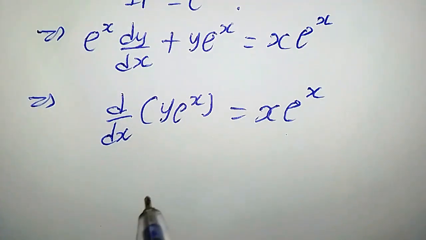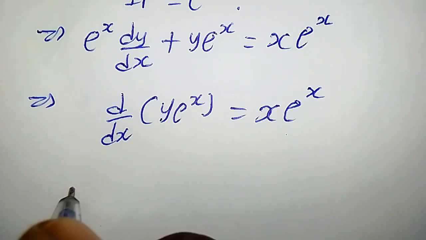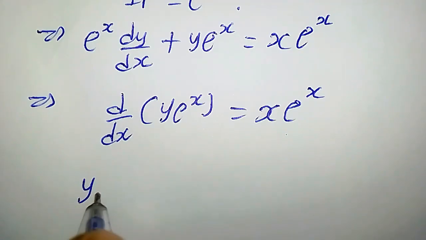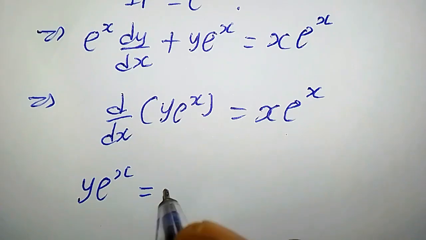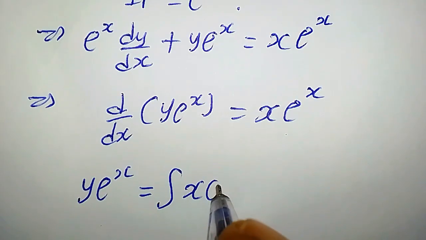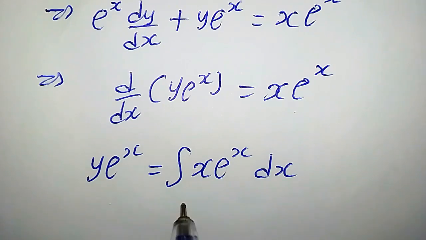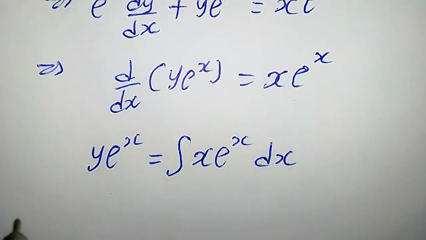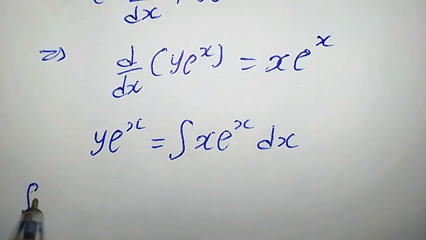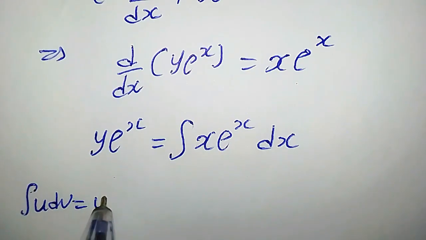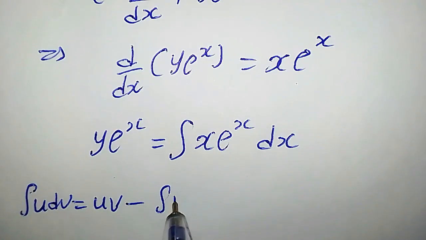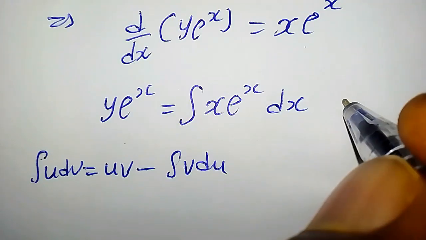Let's proceed further. Now, integrating both sides with respect to x, we are going to have y times e to the power of x equal to integral of x times e to the power of x dx. You have to be very careful here. This right hand side, we can only solve it using the integration by parts formula. So let us solve it individually using the integration by parts formula. The formula says integral of u dv is equal to uv minus integral of v du. Just take note of this.